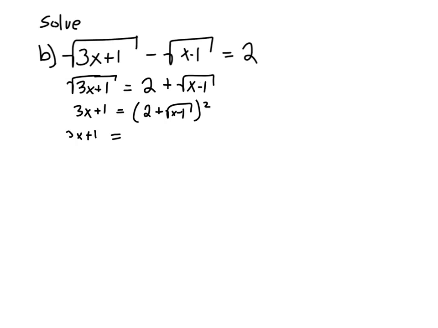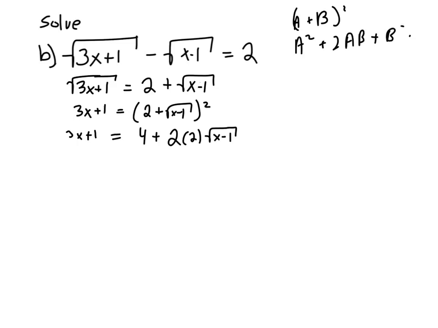So I'll have 2 squared, which is 4, plus 2 times 2 times the square root of x minus 1. What am I doing? I'm using this formula, (a plus b) squared equals a squared plus 2ab plus b squared. Alright, so that plus x minus 1, because the square root squared is just itself.